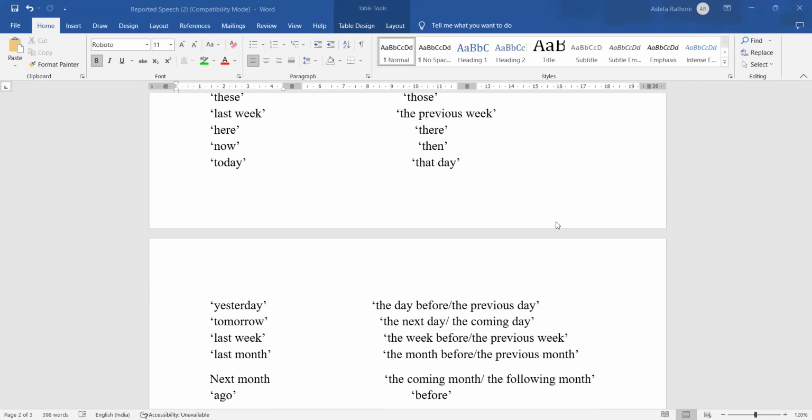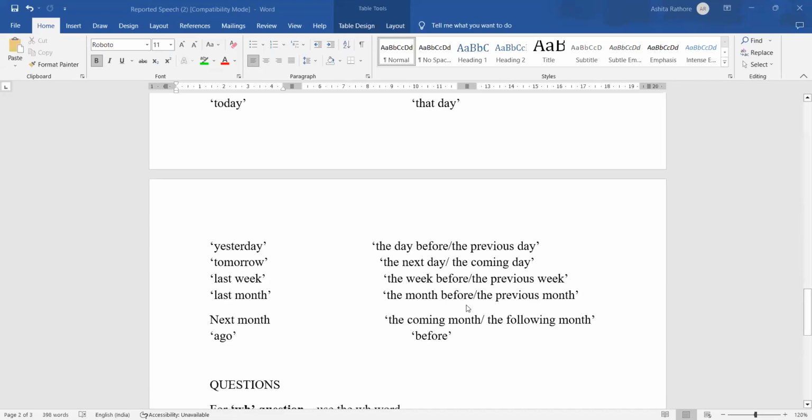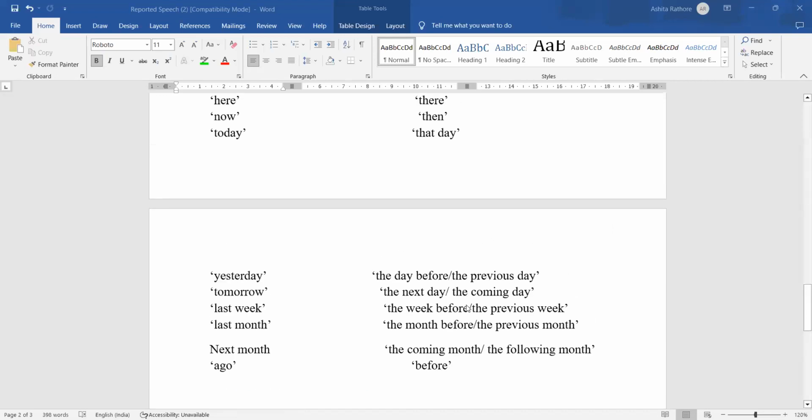Yesterday to the day before or the previous day, tomorrow to the next day or the coming day, last week to the week before or the previous week, last month to the month before or the previous month, next month to the coming month or the following month. Ago turns to before. Next month turns to the coming month, and ago converts to before. Okay. Now we have understood two things: how the tenses need to switch, and how if a timeline has been mentioned, that is going to switch. All right.